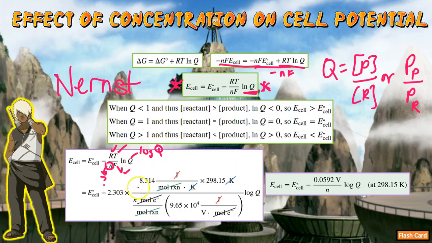So we plug all these numbers in, and guess what we get? This expression here, which of course is the exact same as the Nernst equation. It's just one that's easier for calculations. So you're going to say non-standard cell potential is now equal to standard cell potential minus 0.0592 volts divided by N log of Q. And this is, of course, at 298.15 Kelvin.